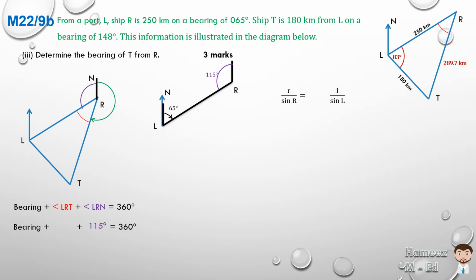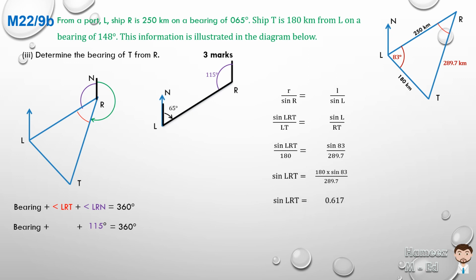And we want to find an angle, so we could flip both sides. So sine R, and R is really LRT, that angle in red, over LT, that distance, is equal to sine L over RT. And if we substitute, sine LRT over 180 is equal to sine 83 over 289.7. So if we want sine LRT, we could carry the 180 across. So that will give us 180 times sine 83 all over 289.7. And that works out to be 0.617.